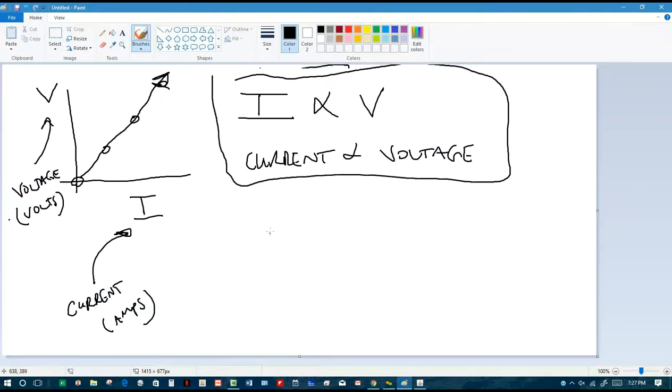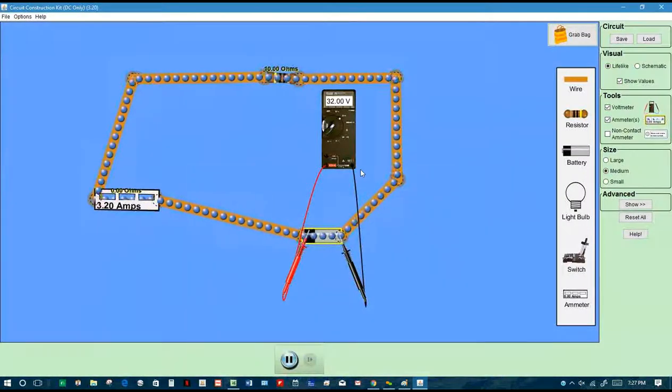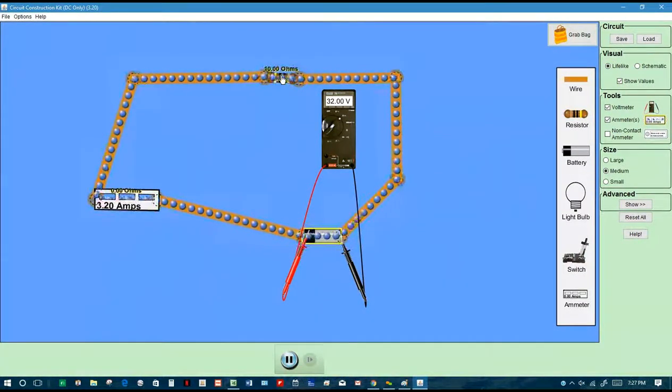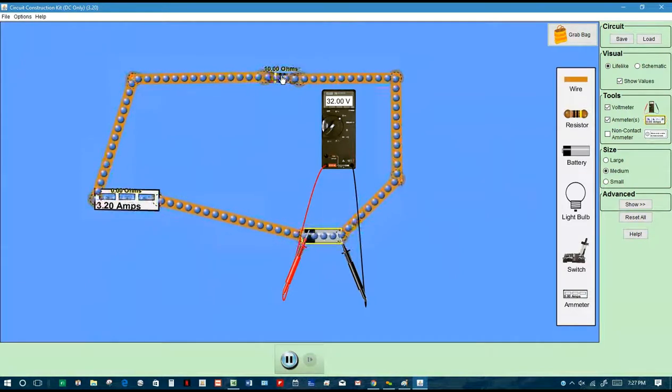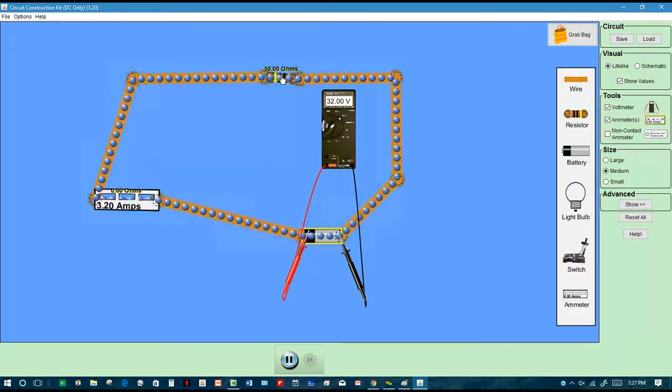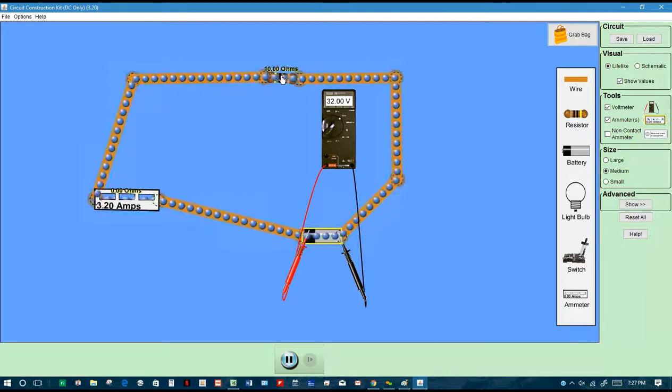And then he also had realized something else, which I haven't shown you yet. What is going to happen to the current, which currently says 3.2 amps? What's going to happen to that number if I increase the resistance of the resistor? So I'm going to leave the voltage the same on the battery. It's currently a 32 volt battery, and I'm going to leave it that way.